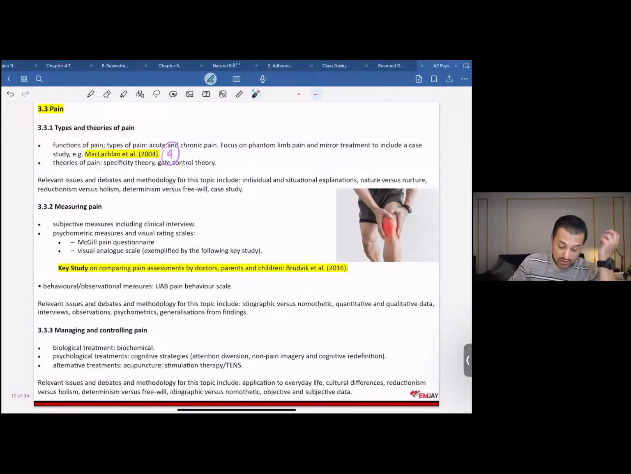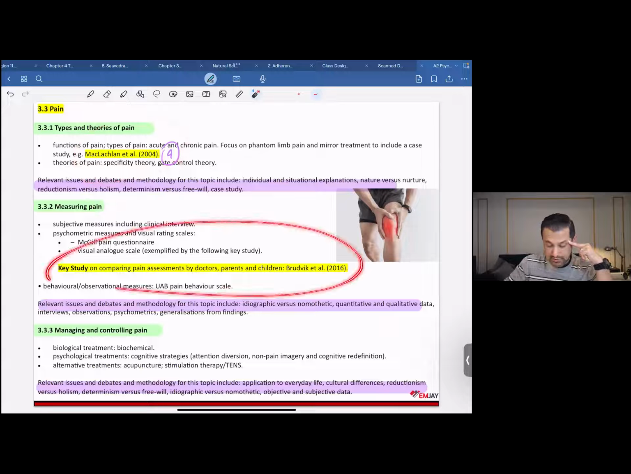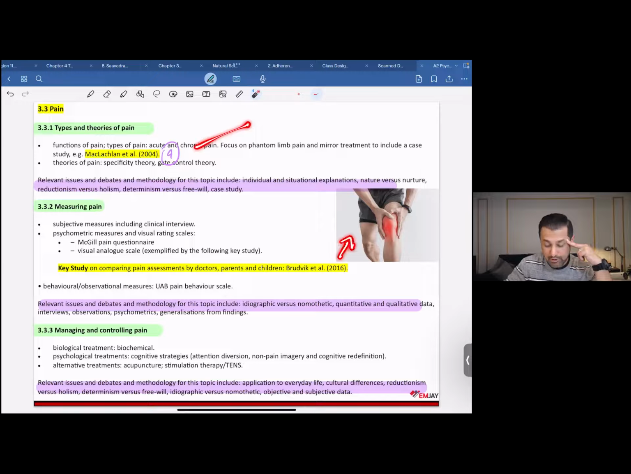Taking this ahead, moving on to the third unit for health psychology, we have pain. The ones highlighted in green are the sections. Highlighted in purple are the relevant issues and debates and methodology. The numbers over here signify example studies and this key study. And both this and this were not a part of the syllabus pre-2024. So this is a recent addition, and you might not come across them if you're trying to get some help from the previous past papers.